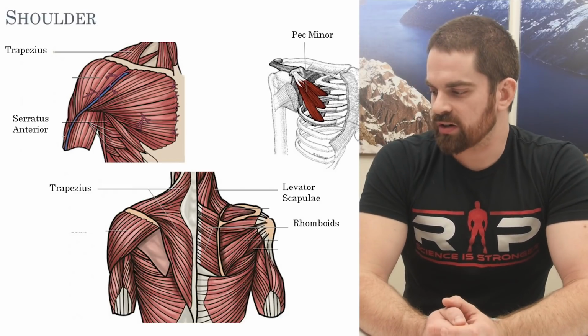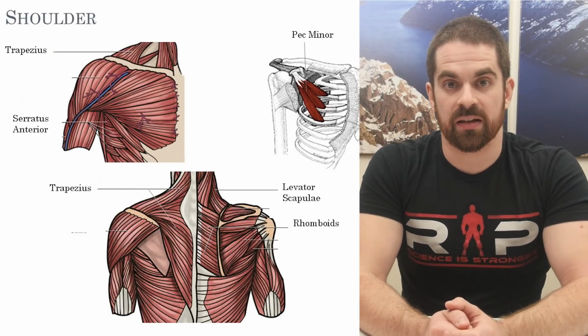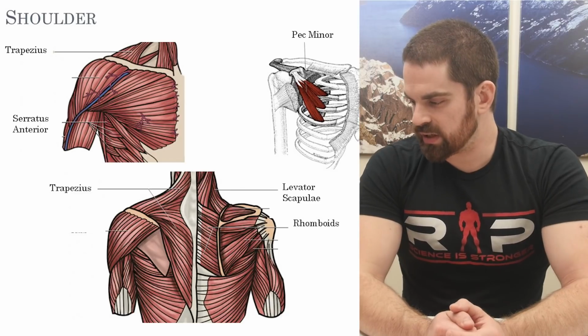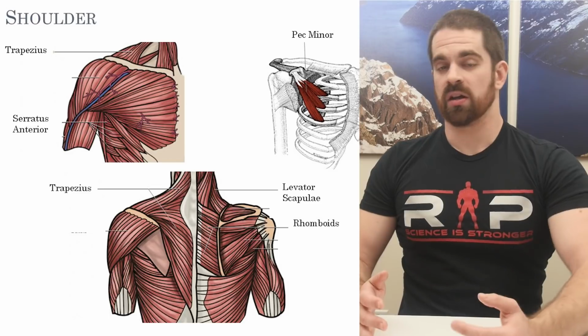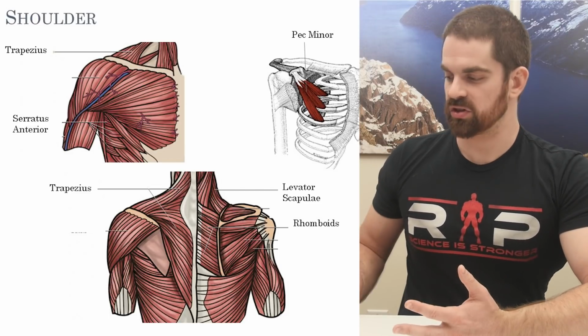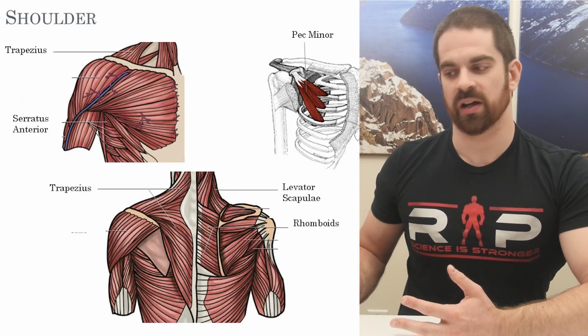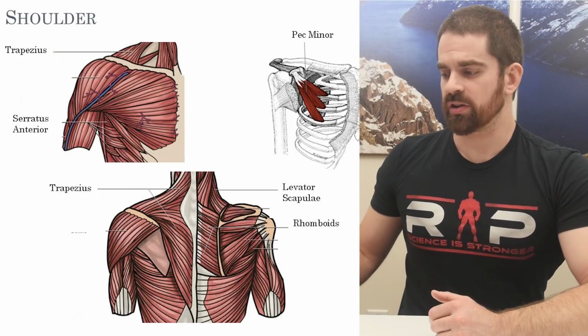We can also see the levator scapulae, which are going to be involved in that scapular elevation. And then, of course, we can see the rhomboids, which are going to be very important for scapular retraction. So just in case you haven't seen these before, here's just a quick version of what some of these look like. Hopefully you've seen them before. All right, let's go on to the next one.